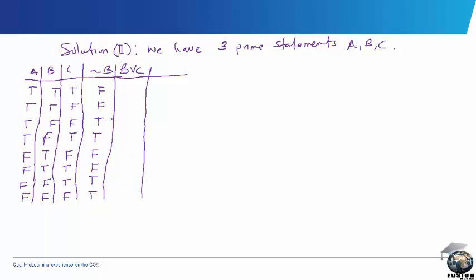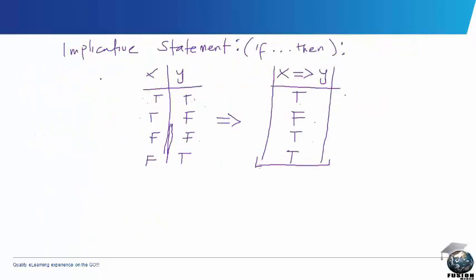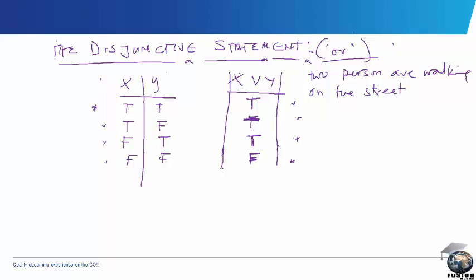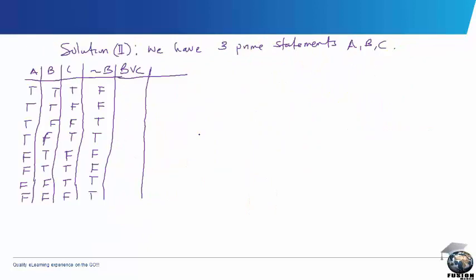Alright, and so you know what happens on B or C. Let me take you back so you see the OR statement. It is true when it is true and true, it is true when it is true and false, it is true when it is false and true, and it's false when it's false and false. Okay, so let's go back so you know what to do.